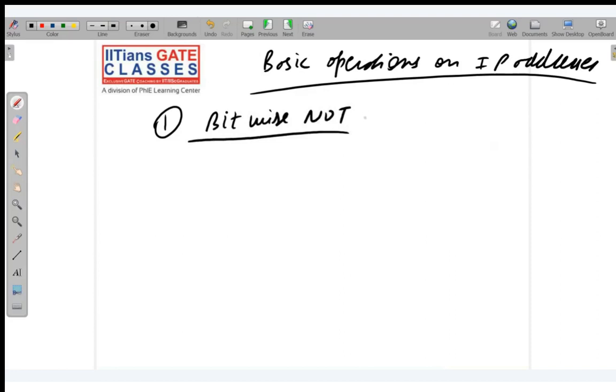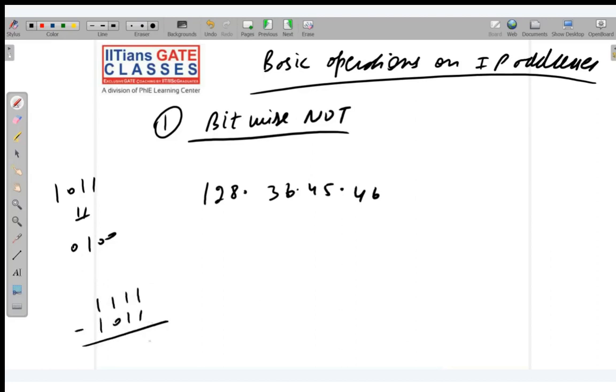So bitwise not operation. For example, the IP address is given to us as 128.36.45.46. Roughly I have written. So this IP address is given and I want to find the bitwise not of it. How will you find bitwise not? For not operation, first of all you should know: for example, I have some binary number, say 1011. If you do not, what will you get? 0100. How will you get this 0100? You have just changed 1 to 0 and 0 to 1. Indirectly, if I have 1011, you subtract it from all ones. What will you get? 0100. Same answer.